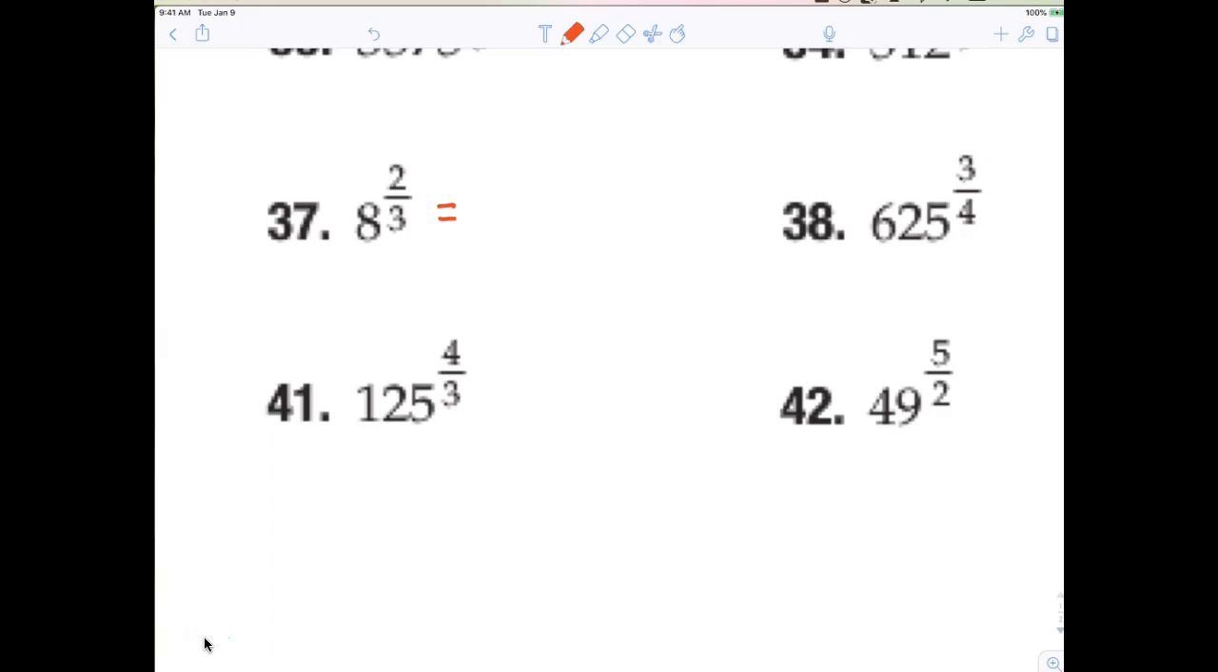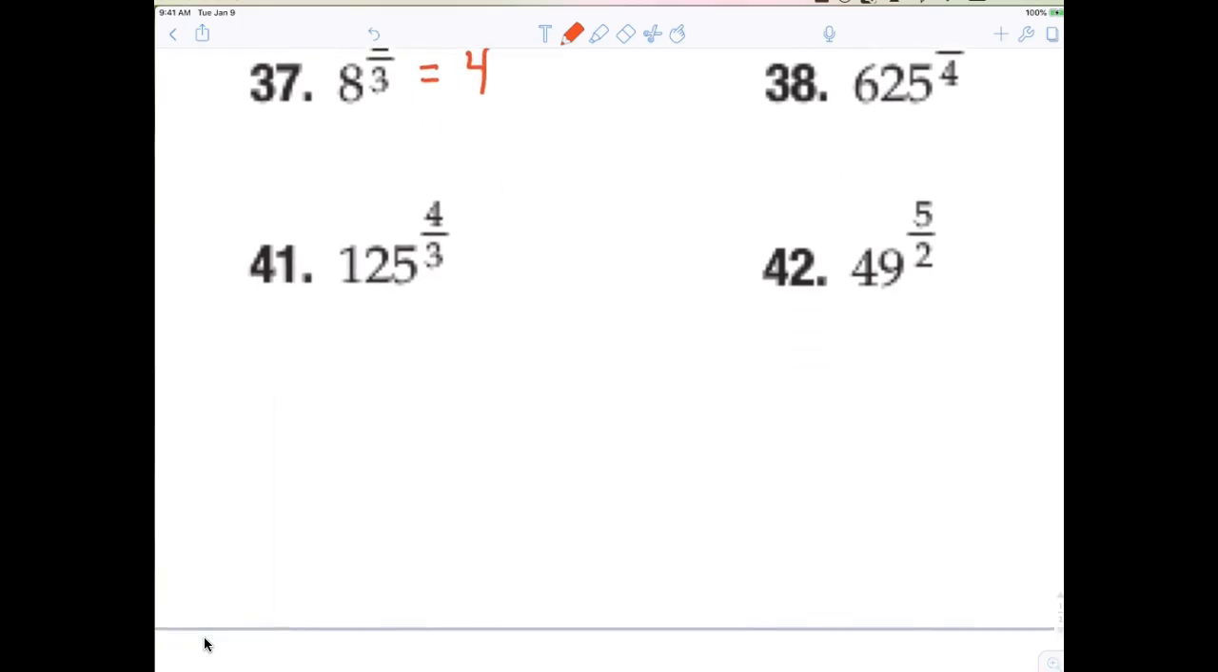Now, again, you guys, I'm just trying to train your brain to see it differently. Check it on your calculator to make sure. Okay. Here we go. Now, I was hoping you could do 41. What's the cube root of 125?